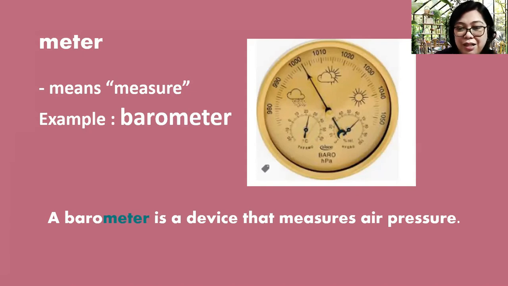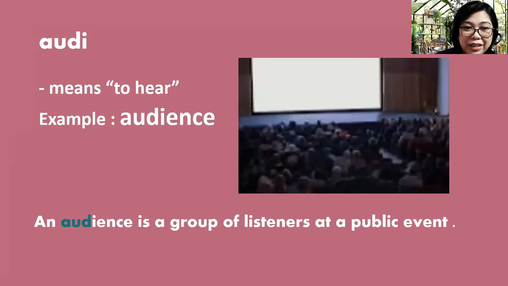Okay. So another one, we have audi. Audi means to hear. An example is audience. An audience is a group of listeners at a public event. Some would even say, teacher, but we're watching. Audience can also be watching, but they're also listening, right? An audience is a group of listeners at a public event.